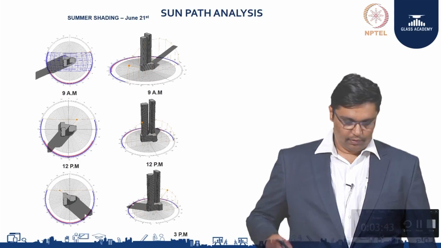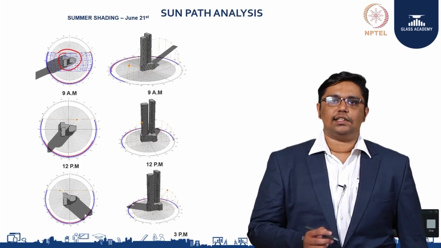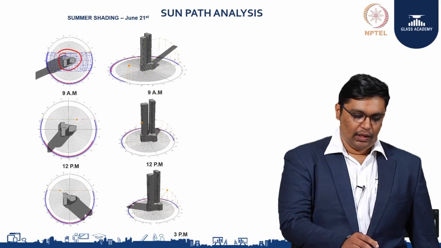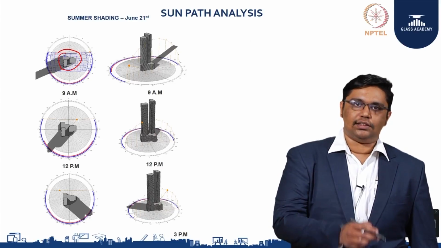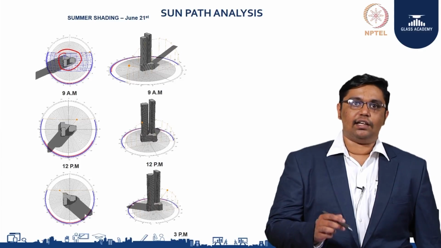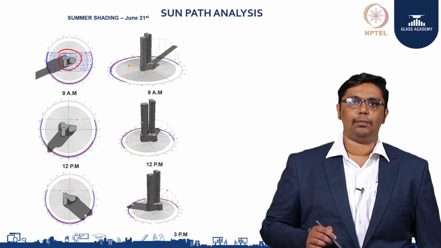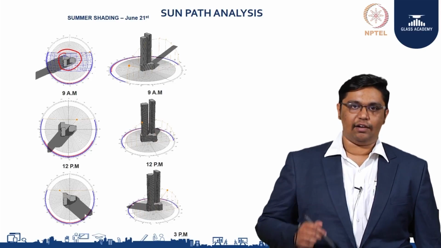As you can see, both the towers are quite adjacent to each other, and one tower has an effect of shading on the other tower at different parts of the time. This analysis can be done at different parts of the day, from 9 AM, 12 PM and 3 PM. So three different parts of the day: morning, noon and afternoon.